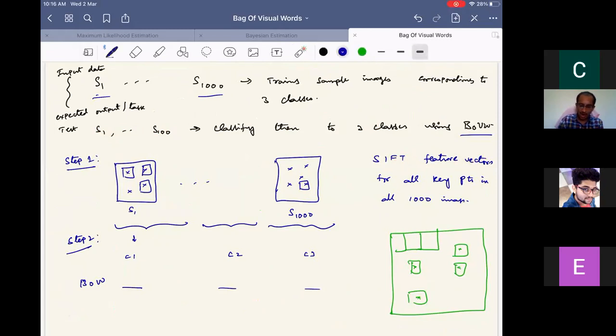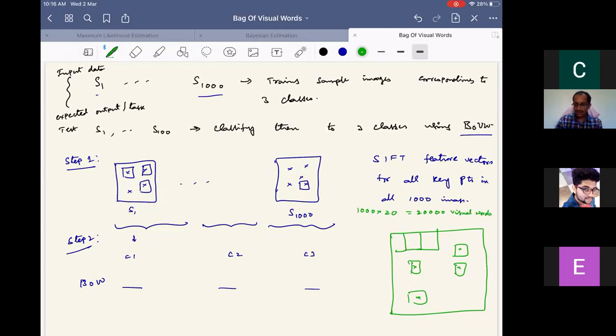Okay, so you may have, say in each of them, 5 key points or 100 key points and so on. So how many SIFT descriptors may you have? 1000 images here. Assume that each of them has 20 key points, just to have a better picture of what we are doing. So 20,000 visual words we have now.